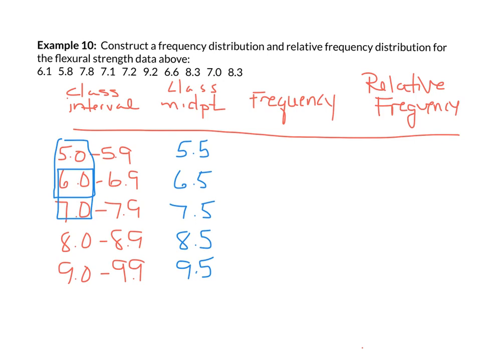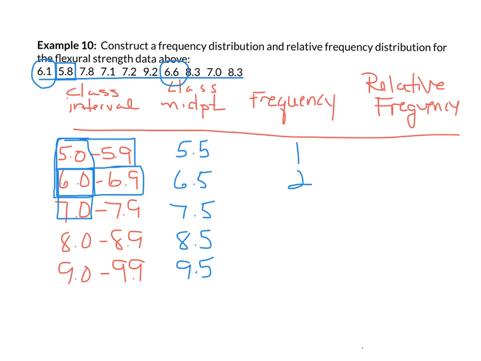For frequency, what we want is to find out how many pieces of data are in each one of those class intervals. So for the very first interval, 5.0 to 5.9, we take a look at our data and we see which data points fall in that interval. If you take a look, you should see that there is only one piece of data, 5.8. So frequency is 1. For the next interval, we have 6.0 to 6.9. And there are two pieces of data, 6.1 and 6.6. So there are two pieces of data.